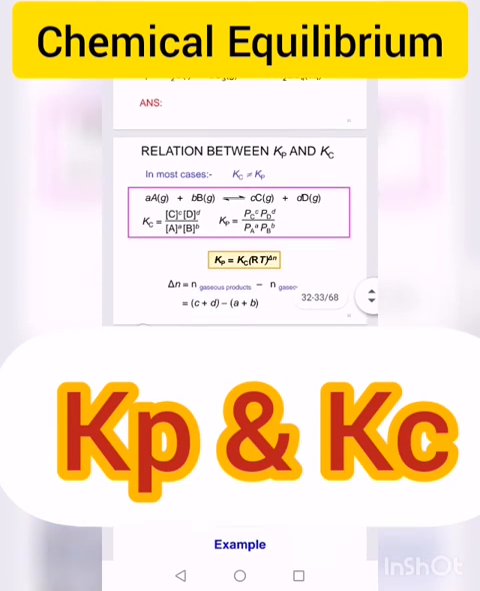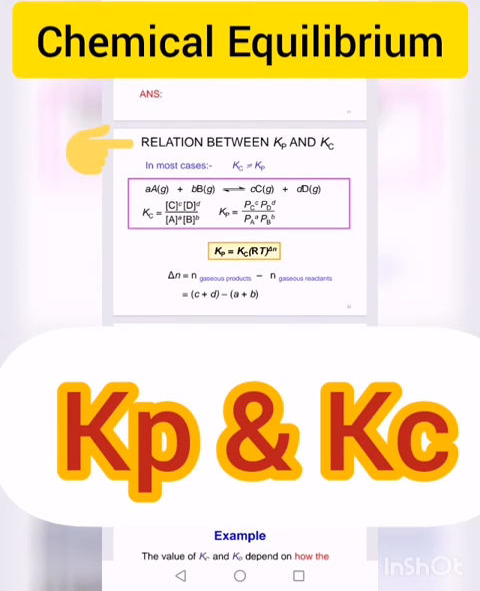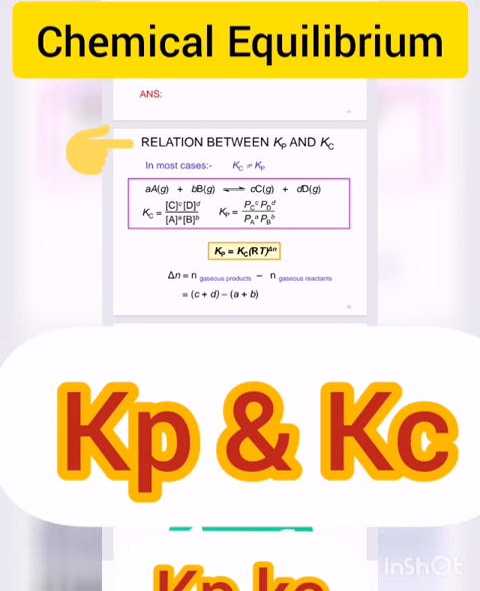The relation between Kp and Kc. In this case, what happens? If the data for Kp is given and you want to calculate Kc, or Kc is given and you want to calculate Kp, we use the formula Kp equals Kc(RT) to the power of delta n. So delta n is equal to what? The total number of moles of product minus the total number of moles of reactant. That is delta n.